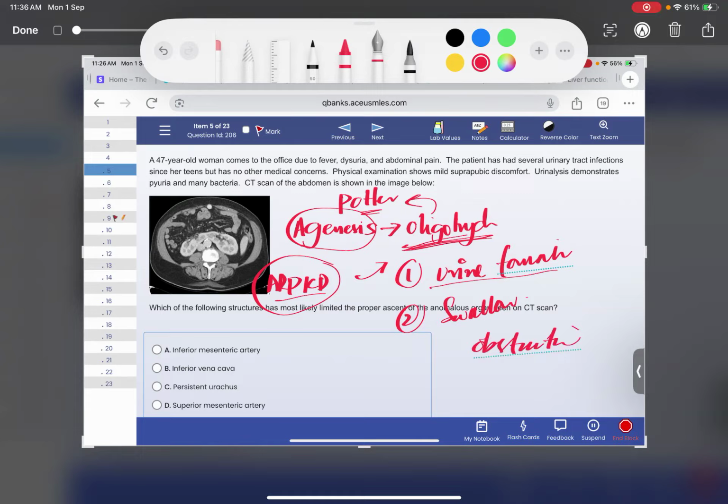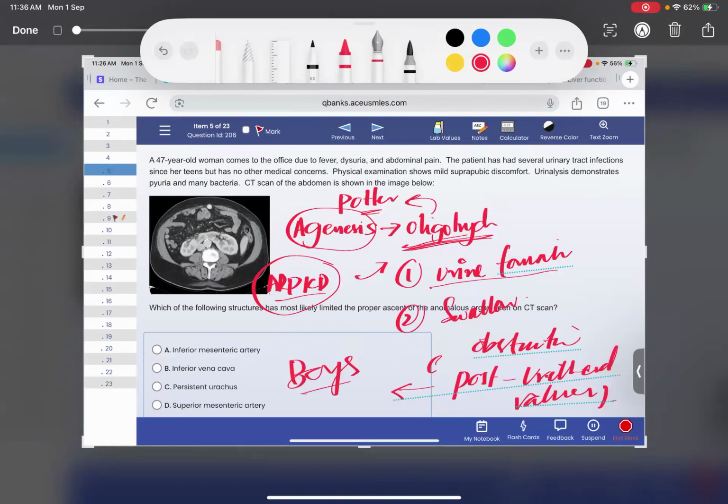But if the formation is normal and we have some obstruction in its way, like posterior urethral valves, you know this, right? Posterior urethral valves are present in boys only because they are present in the urethra.